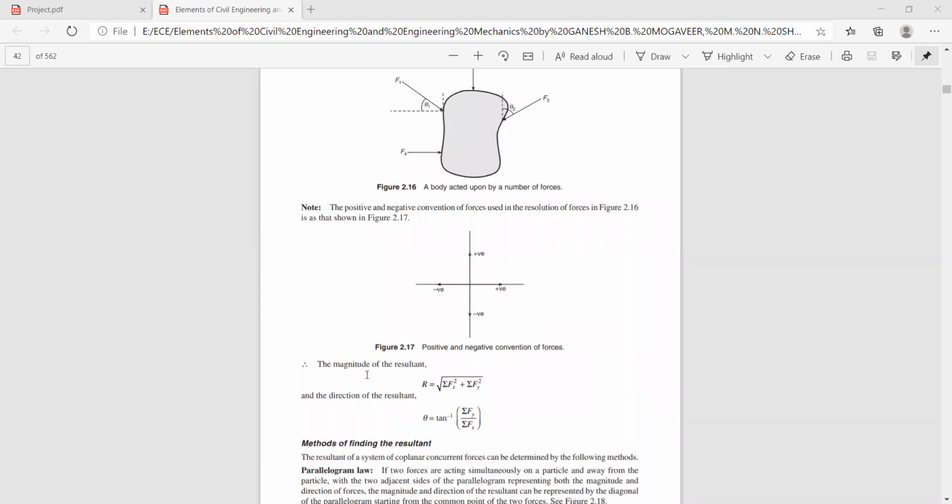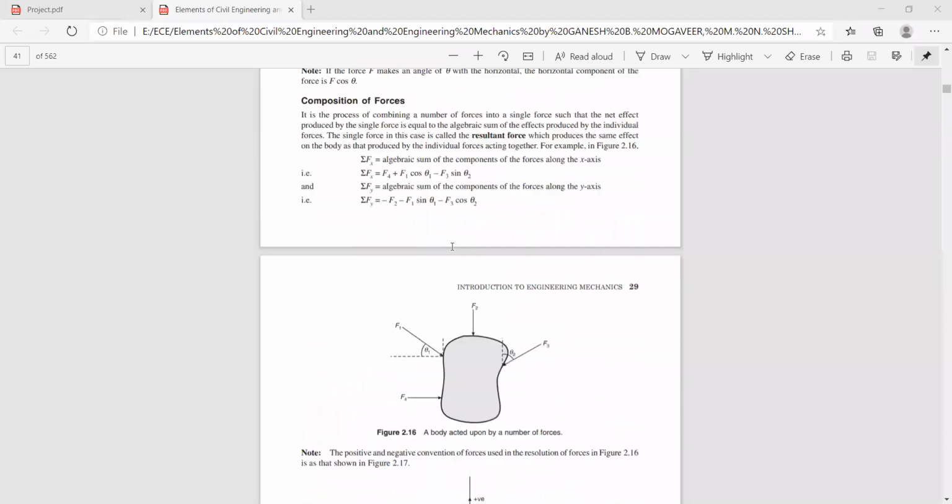Now, you can find the magnitude of the resultant. Since the resultant is a vector quantity which has both magnitude and direction, you can find the magnitude of the resultant by using this equation: R is equal to the square root of sigma F of x squared plus sigma F of y squared.